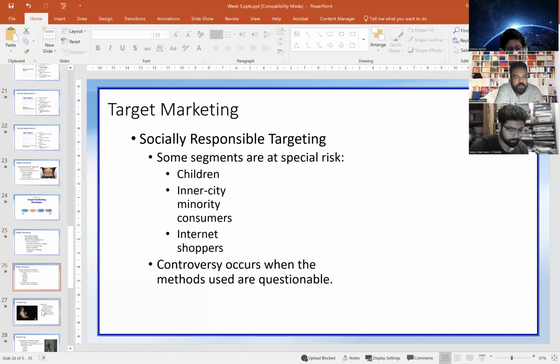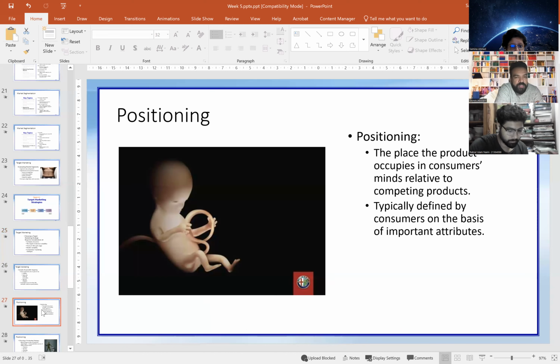All right, last one, not going through more detail: positioning. It's easy. We have talked about positioning before. Positioning is the place the product occupies.